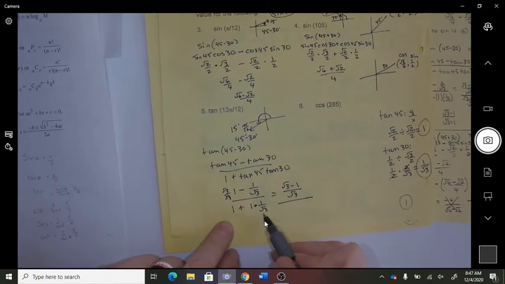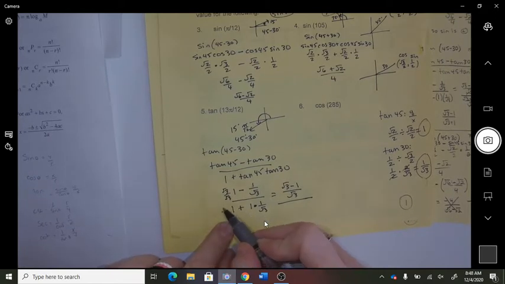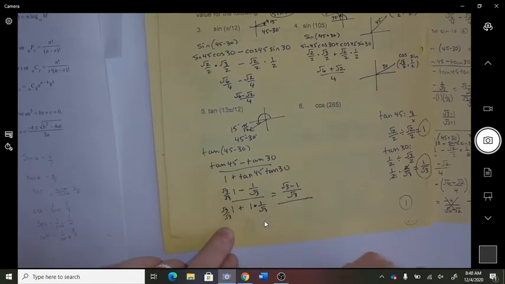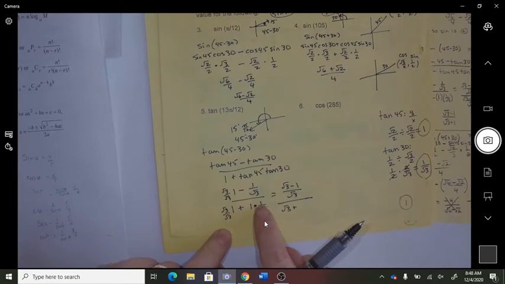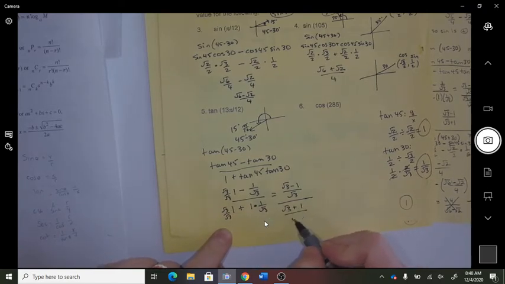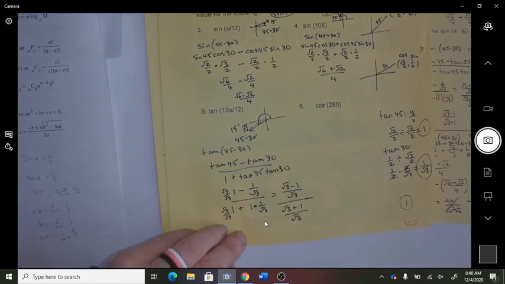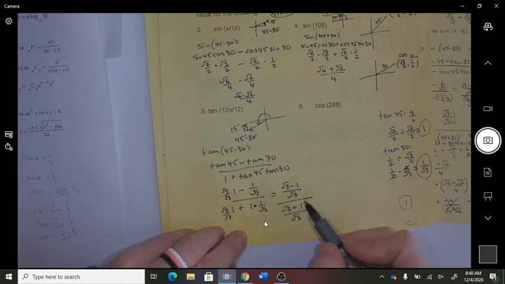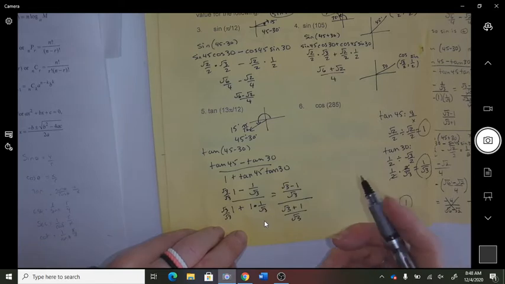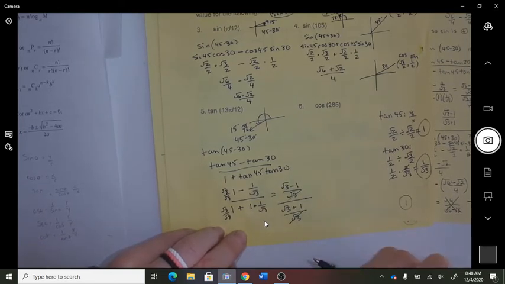And same here, since this has a root 3 on the bottom, I'll change this to a root 3 over root 3 because it's 1. So I end up with root 3 plus 1 over root 3. Okay, when we divide this, we would flip it, and these would end up canceling.